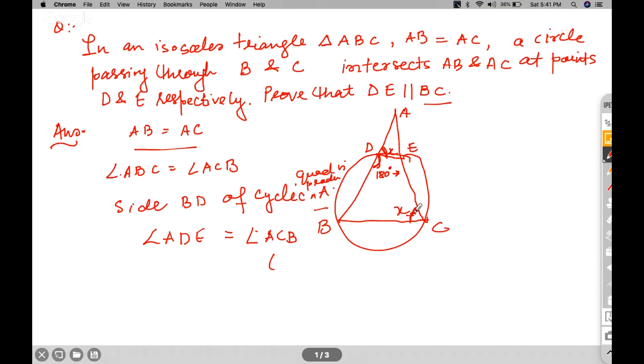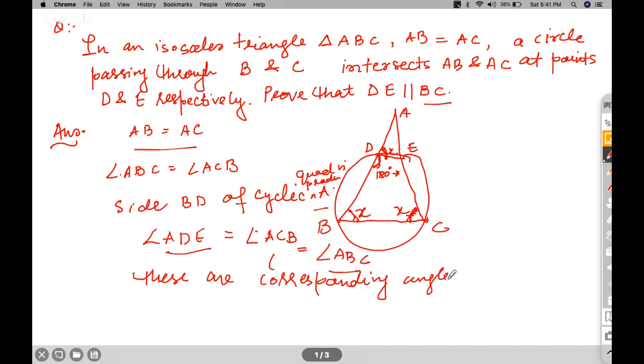Now try to understand, this angle is also equal to this angle. So I can write it as this is equal to ABC. So ADE is equal to ABC. So this is X and this is X. So these are corresponding angles. And if these are corresponding angles, it can only happen when BC is perpendicular to DE. So this is how you have to solve it.